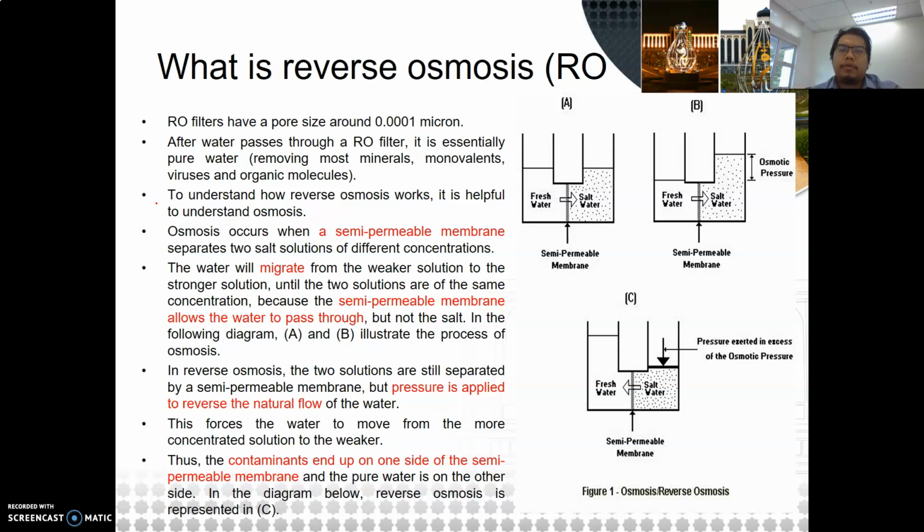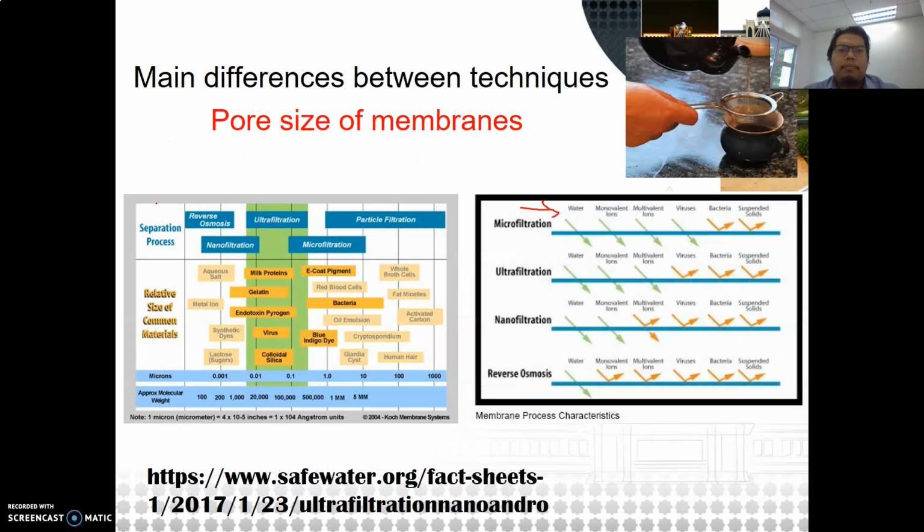And now let's look at reverse osmosis. We saw before microfiltration, ultrafiltration, nanofiltration, and reverse osmosis. The idea is that all of these particles are able to pass through the membrane. But why is reverse osmosis only able to permeate water? Only water is able to pass through the membrane.